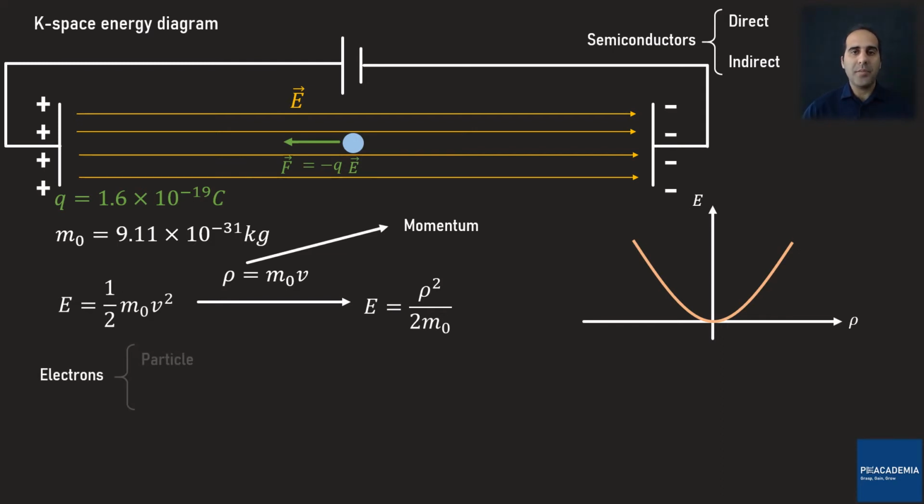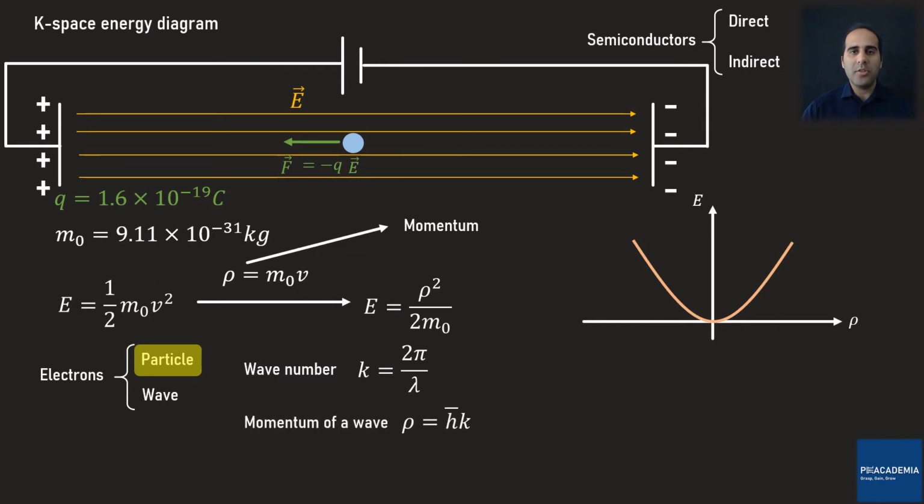Electrons can behave as a particle and wave. So far, I discussed the electron momentum when it behaves as a particle. What if the electron behaves as a wave? As a wave, an electron has a wave number shown by k. k equals 2 pi divided by the electron wavelength, or lambda. The momentum of a wave equals h bar times k. h bar equals h over 2 pi. h is the Planck's constant and equals 6.62 times 10 to the power of minus 34 meter squared kilogram per second.